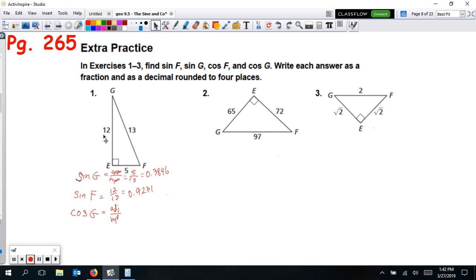It's 12 over 13. So this one's going to be 12/13, which will have the same decimal as that one as well. So you don't have to redo that one on the calculator. You just go ahead and copy it, 0.9231.